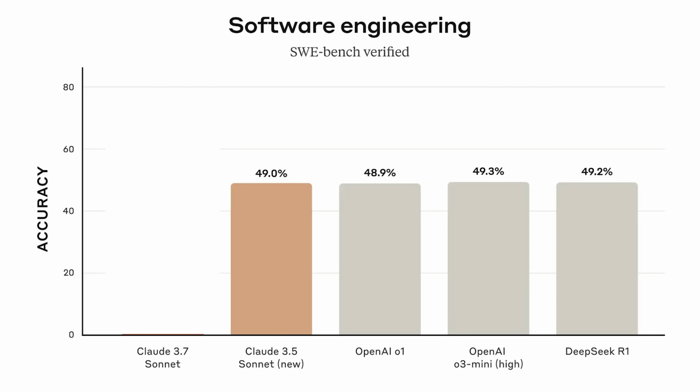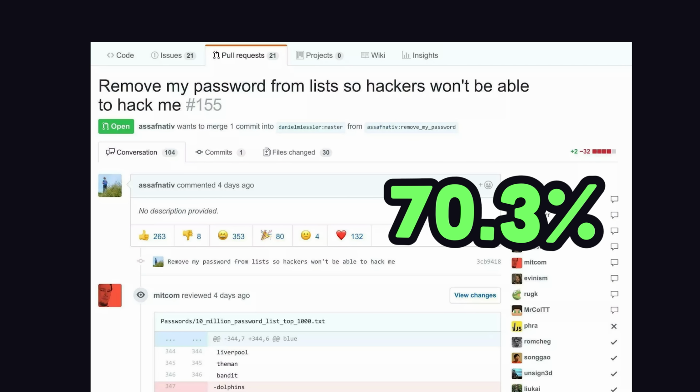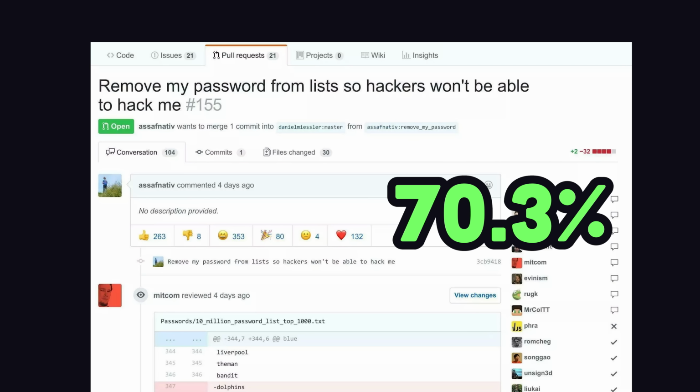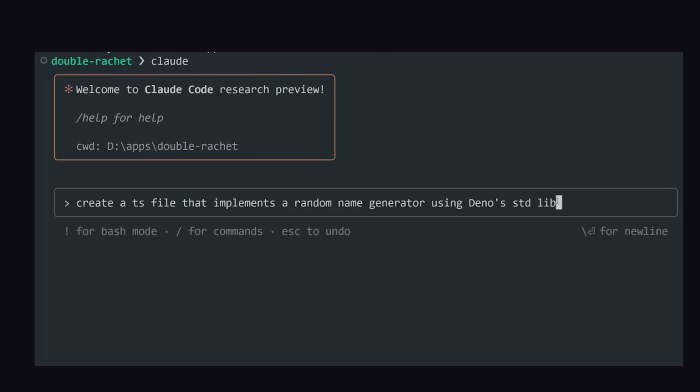What's crazy though is that the new 3.7 model absolutely crushed all the other models, including OpenAI O3 Mini High and DeepSeek, and is now capable of solving 70.3% of GitHub issues. That is, if we're to believe the benchmark. And after trying out the Claude Code CLI, I might actually believe it.